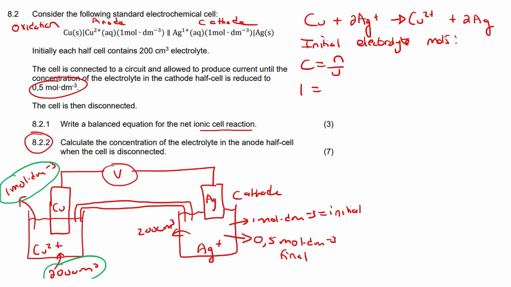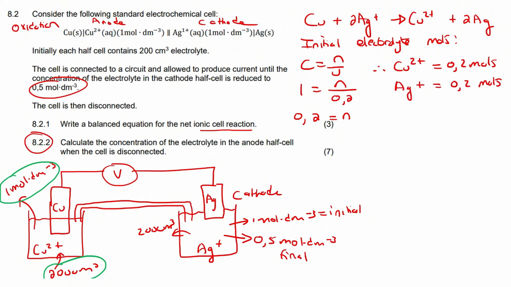Okay, so we're going to use C equals N over V, and we know that the concentration is 1. We can actually just do it for both of them because they both have a 200 and they both have a 1. So the number of moles we don't know, but the volume is 0.2, because remember the 200 must be converted into decimeters. So if you had to work out the number of moles, you're going to get 0.2. So therefore, the Cu2+ is going to be 0.2 moles, and the Ag+ is going to be 0.2 moles. That is the initial moles of electrolyte before the reaction takes place. That is just in the very beginning. That is what they gave us, right?